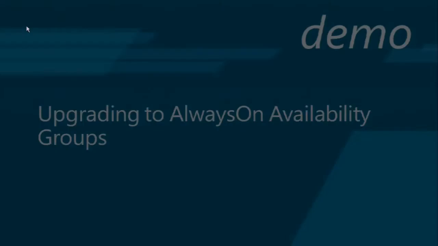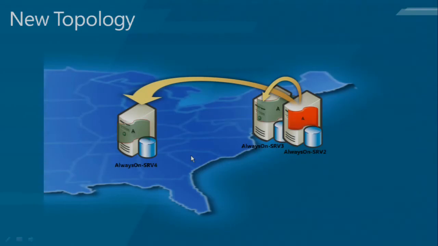I'll start from the current slides. So let's do a recap of what we did. We converted AlwaysOn SRV2 and AlwaysOn SRV3 database mirroring and SRV4 log shipping into a single availability group. We had our application running while we did this. So this is our new topology now. All of this is a part of a single availability group. Data is being protected across multiple secondaries.